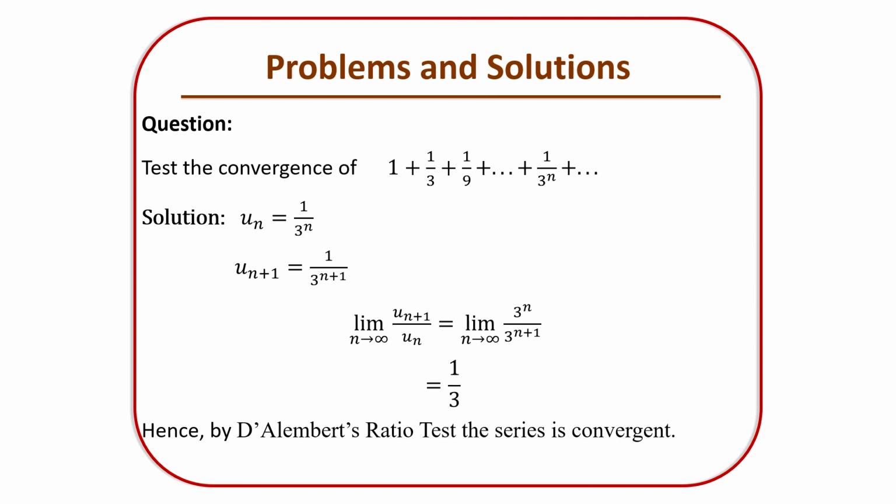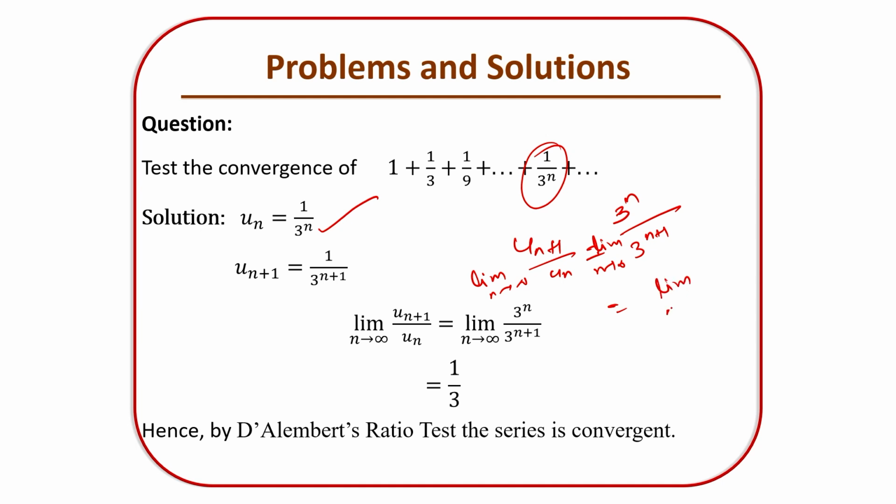1 + 1/3 + 1/9 + ... + 1/3^n. So u_n is given, u_n is 1 by 3^n. So u_(n+1) is 1 by 3^(n+1). So u_(n+1) divided by u_n, taking the limit n tends to infinity, this will give you 3^n divided by 3^(n+1) in the limit. This will give you the limit as n tends to infinity of 1 by 3. So this is 1 by 3, and 1 by 3 is less than 1. So the series is convergent.